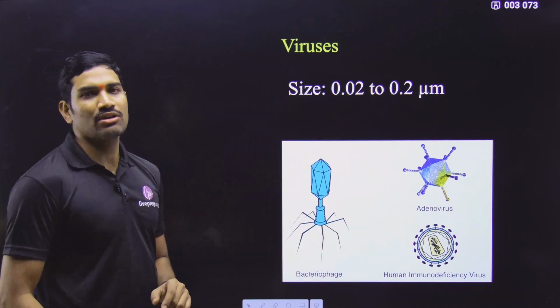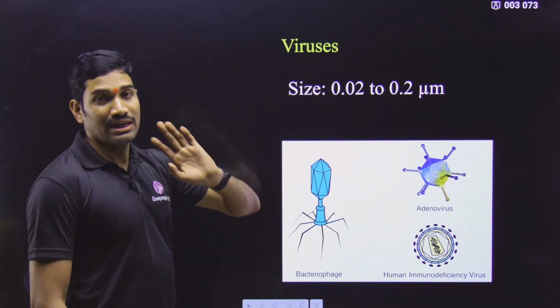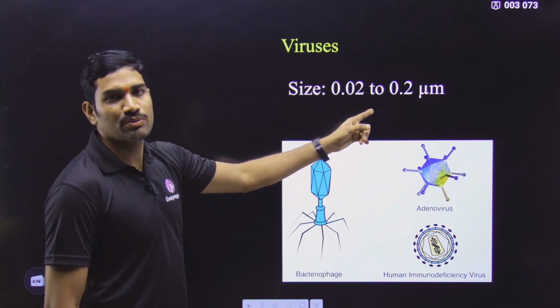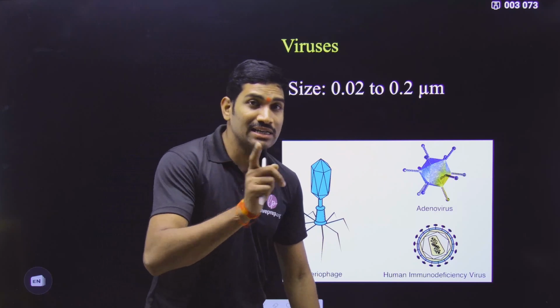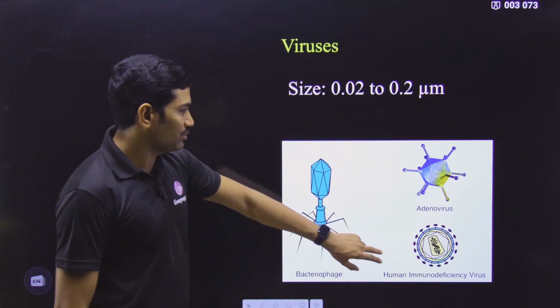Okay. Next one, they are talking about the viruses. In the diagram they have already given 0.02 to 0.2 micrometer. But please remember, viruses are not considered as living cells. This is the most important point you need to remember.